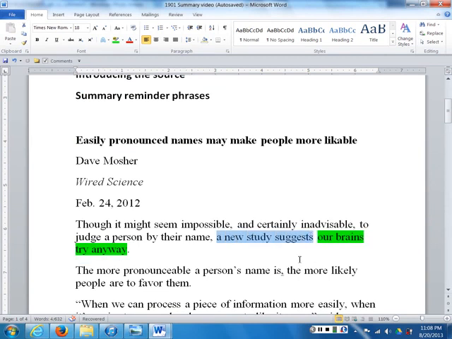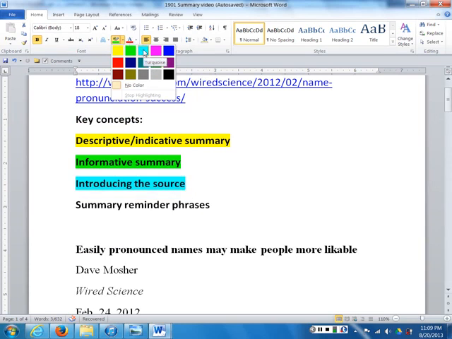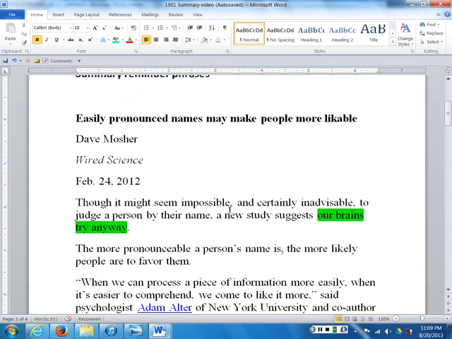So this tells us right away that this is a summary here. This is not Dave Mosher's opinions or conclusions. They're from a study he read. So this is called introducing the source. This is the first time he mentions the source. He hasn't given the full information yet, but he has begun. So I'm going to highlight that blue, and that's what he's doing here.